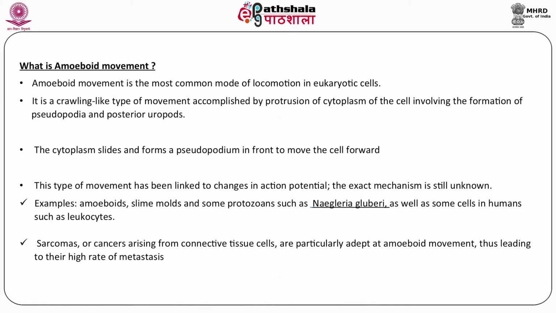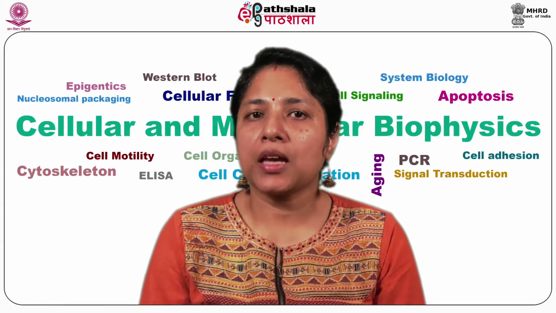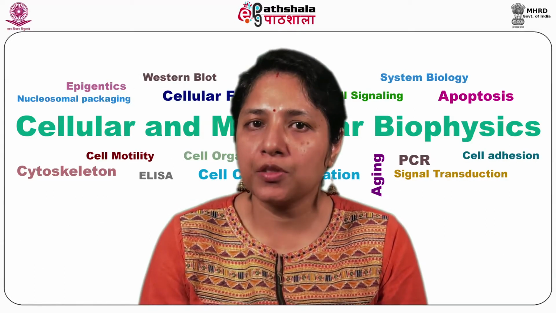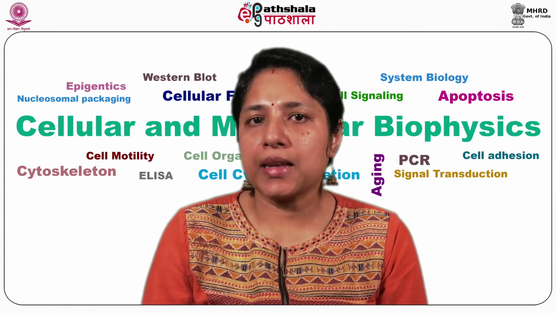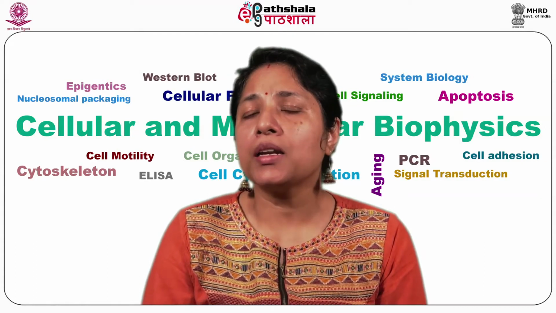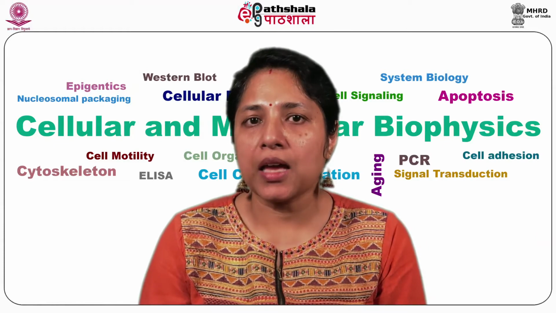Examples are amoebae, the slime molds, and some protozoa such as Naegleria gruberi, as well as some cells in humans such as leukocytes. Now, sarcomas, or the cancer cells arising from connective tissue, are particularly adept at amoeboid movement so that they can lead to metastasis and invasion.